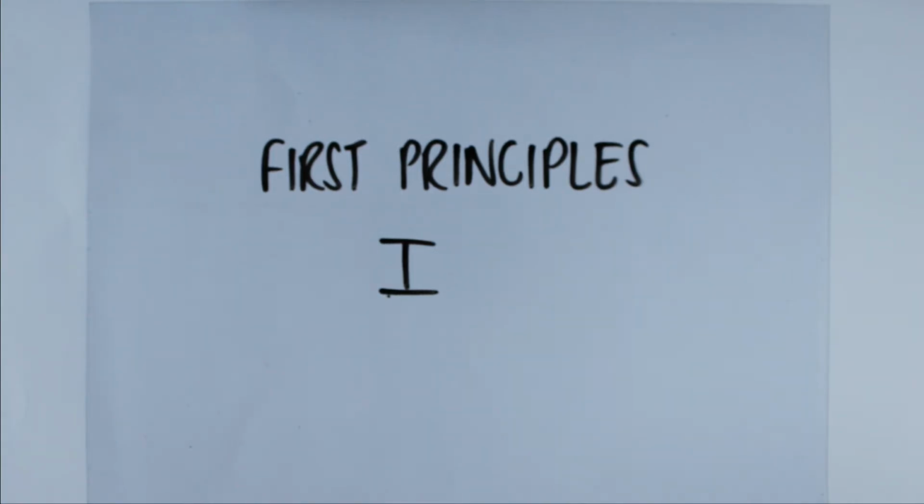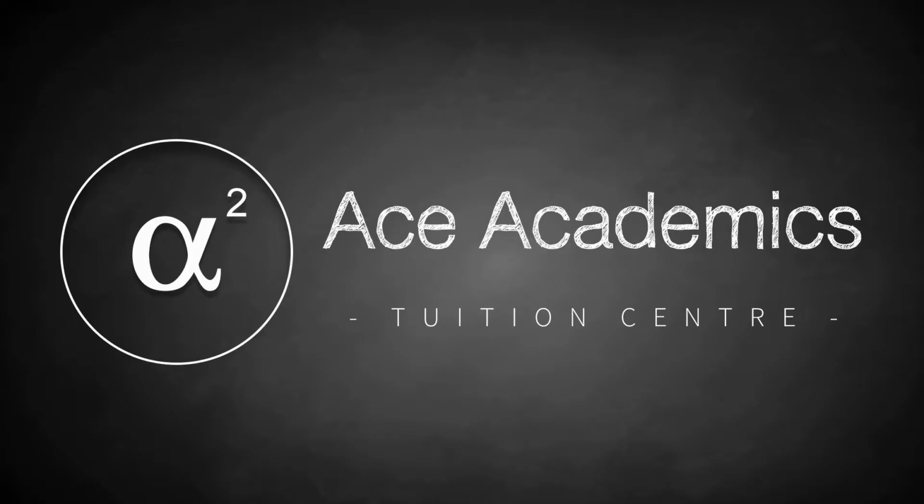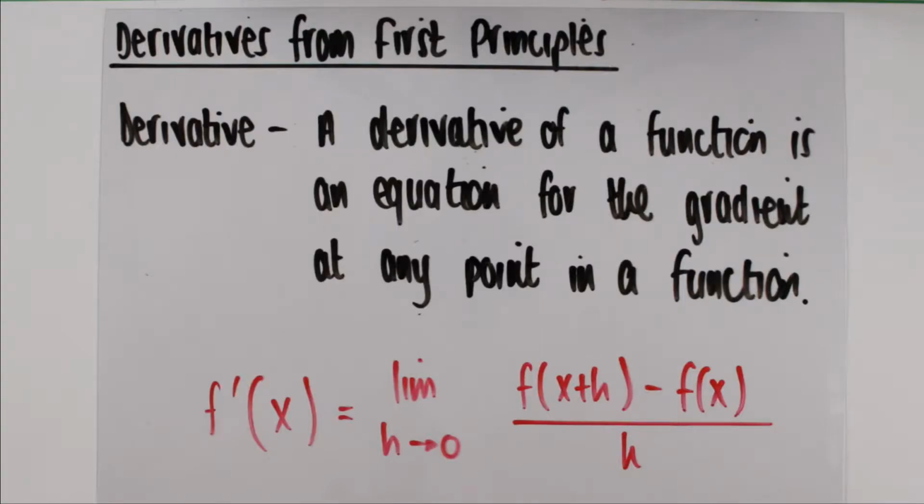Today we will be looking at derivatives from first principles. A derivative of a function is an equation for the gradient at any point in a function. So essentially, if you have a function and you find the derivative of that function, it's an equation to find the gradient at any single point in that function.